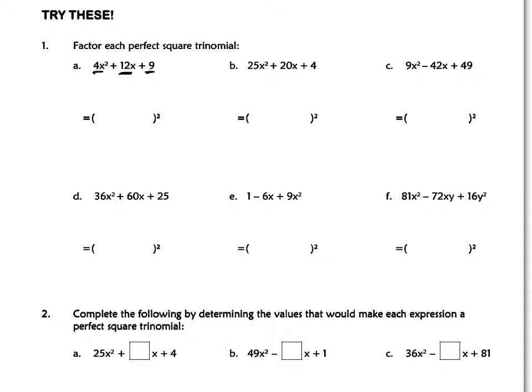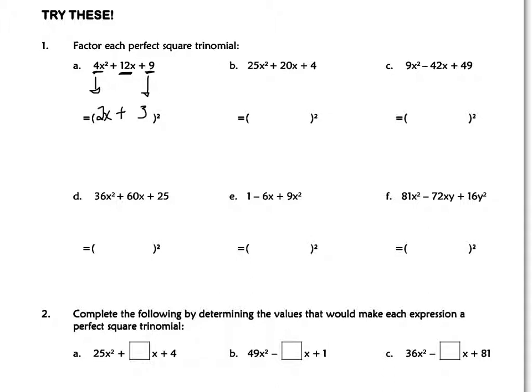So based on the method we just talked about, we should have as our factors the square root of 4x squared, which is 2x, and the square root of 9, which is 3, and there will be a plus in between. And that would be the factor 2x plus 3 times 2x plus 3, all squared. Right? 2x plus 3 all squared, that's what it means.